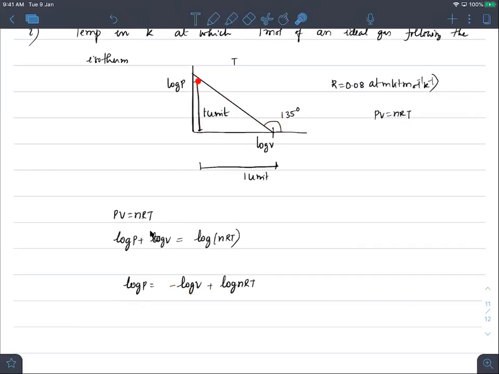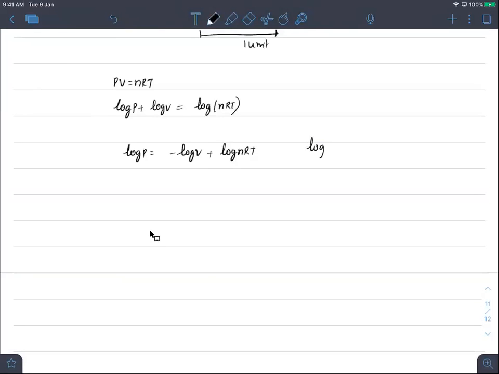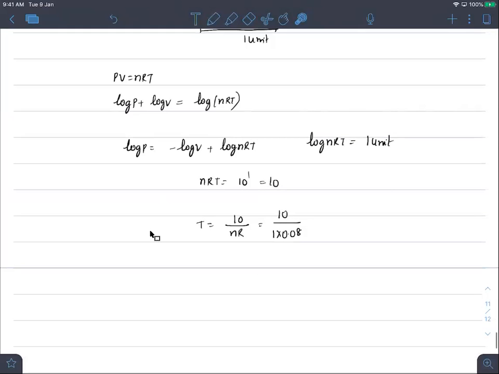And what is this one? This has to be the y-intercept. The y-intercept value is already given as 1 unit. Therefore, log of nRT is 1 unit, which means nRT is equal to 10 raised to the power of 1, which is 10. So T will be equal to 10 by nR. So 10 divided by n, where 1 mole is given, and R is given as 0.08. That's what I gave you. So how much would this be? This would be 1000 divided by 8, which is 125 kelvins.